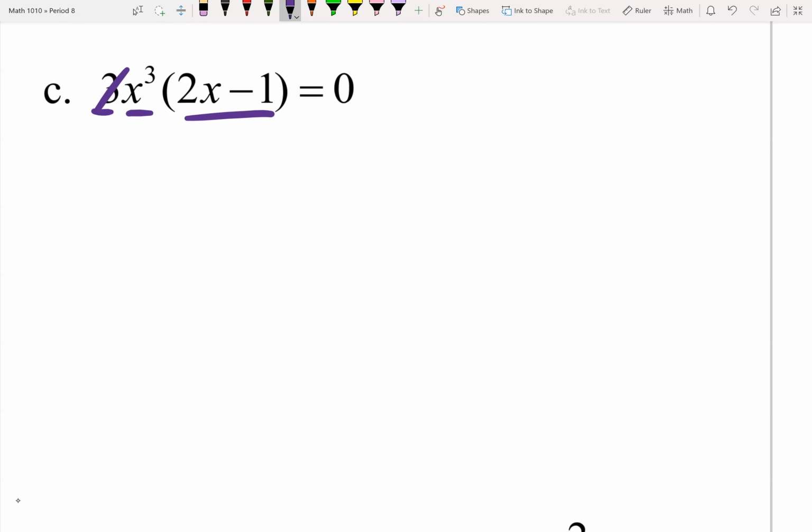The 3 gives me nothing. The x to the third gives me, talk to me. What does it give me? When I set it equals 0, I get a 0. 2x minus 1. I don't really even want you to show work on it. I want you to try to just do that in your head.